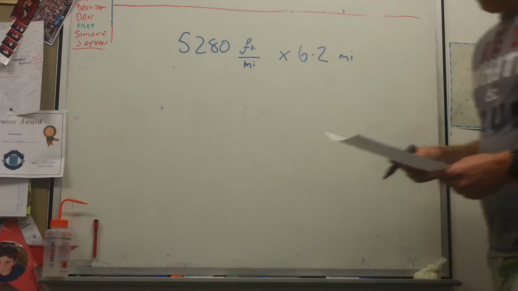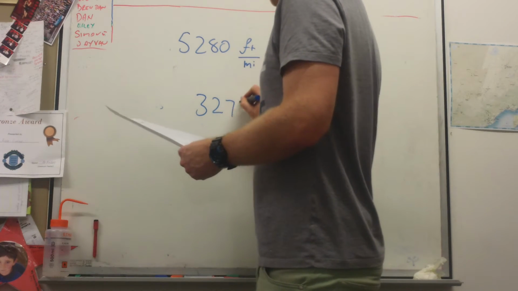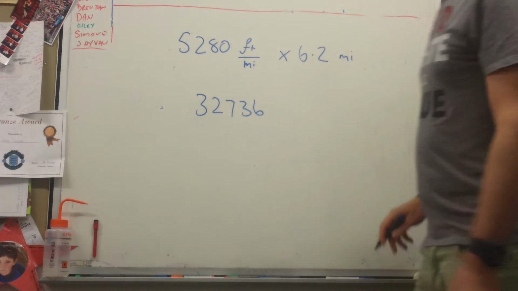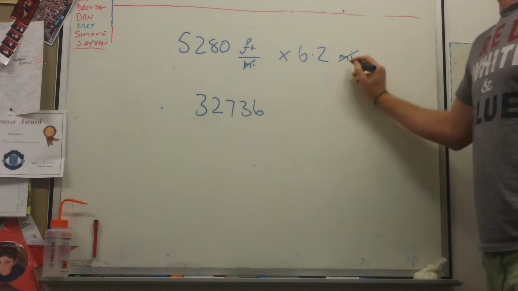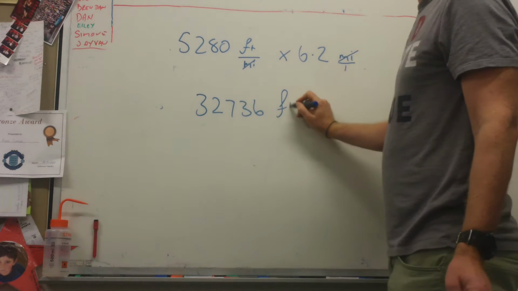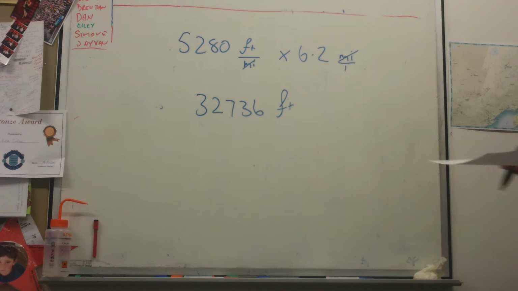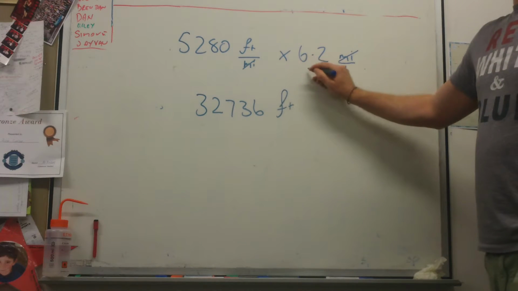If we solve for this, we get 32736, and for the units we need to cancel out miles. We're left with feet, remembering that miles is over 1. So it's 32736 feet. For significant figures, because it's multiply, we're interested in the significant figures.